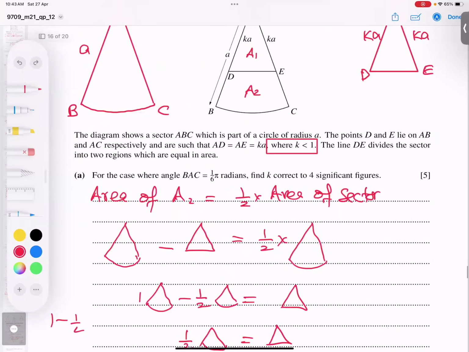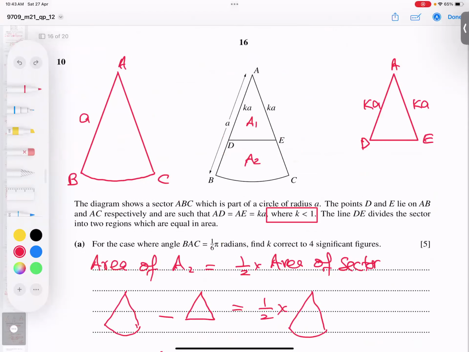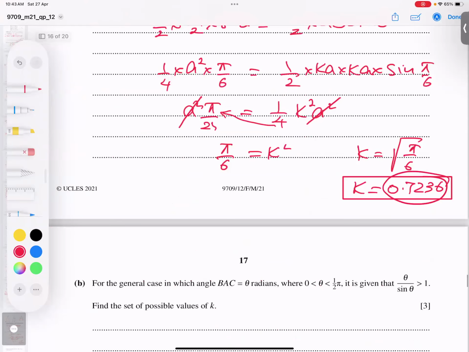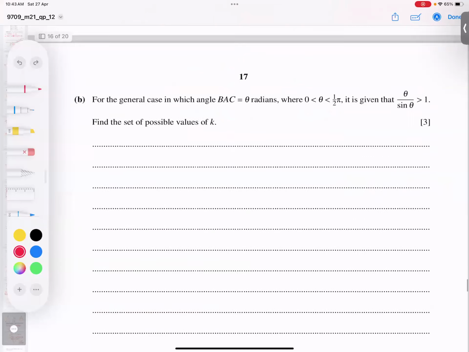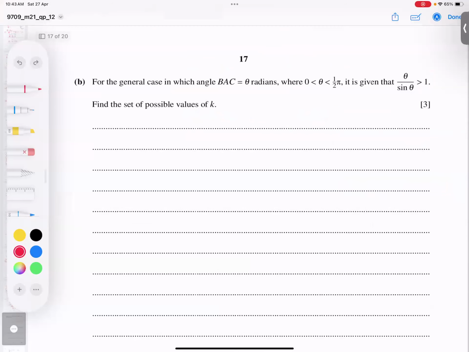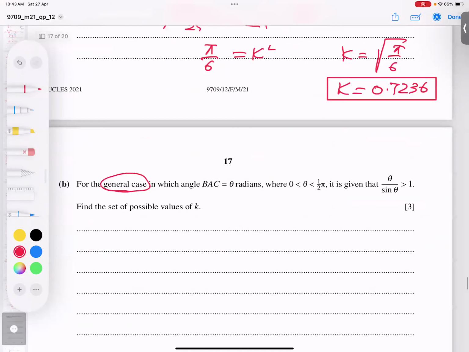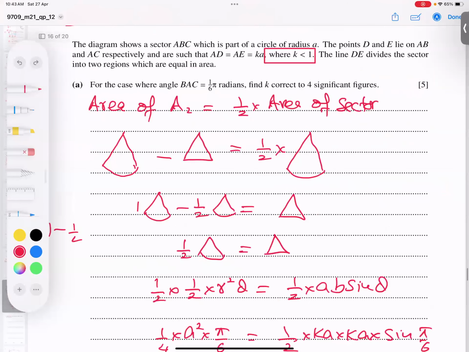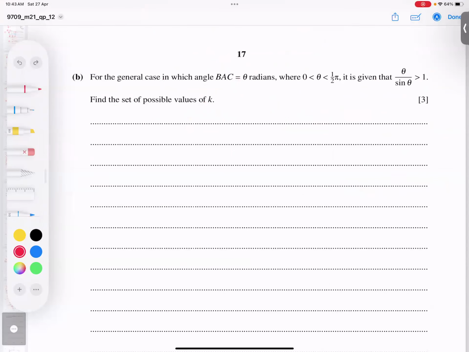Diagrammatically, maybe you understand better. That is why I show the diagrammatic way. And he said 4 SF. Okay, which is less than 1, and we got a correct answer. Part B, in a general case. This is called a specific case when you use pi by 6. But he said, no, this time don't use pi by 6, use theta.